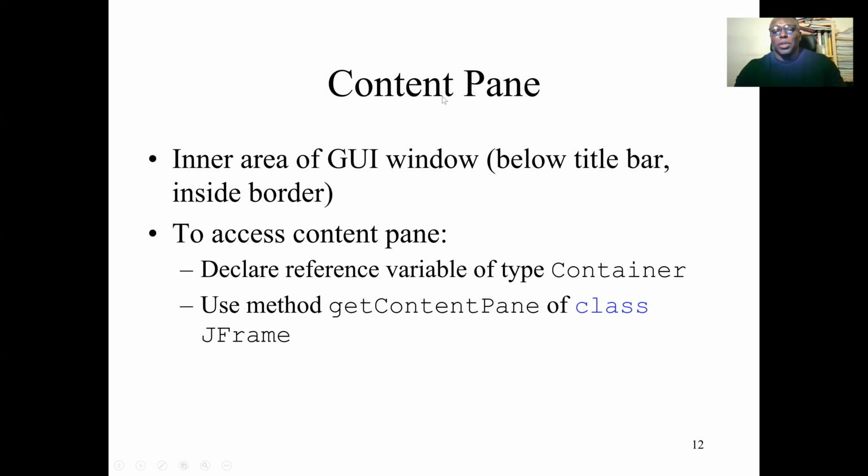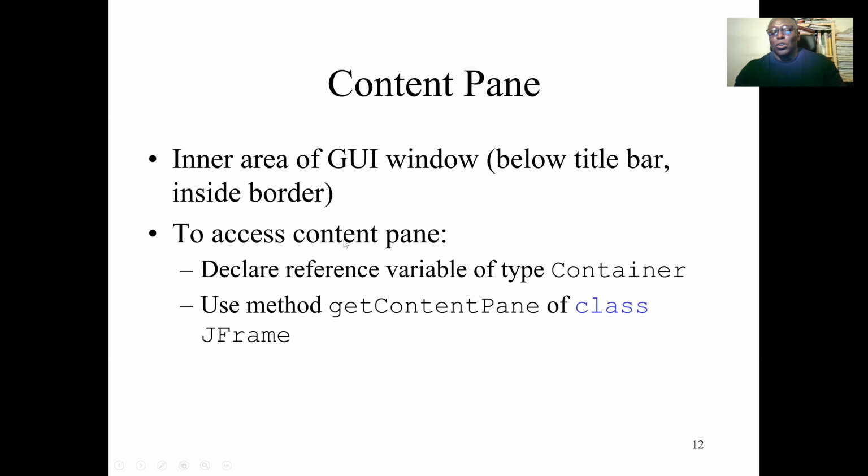So what is a content pane? We already said that in the first lectures. The content pane is the window where we put our content, that's why it's called a content pane. It's the window that we normally see on our screen when we put our GUI elements such as the labels, the text box, buttons, etc. So we say it's the inner area of the GUI window, the inner area right below the title. So inside the border, right below the title is where we see all our data and elements.